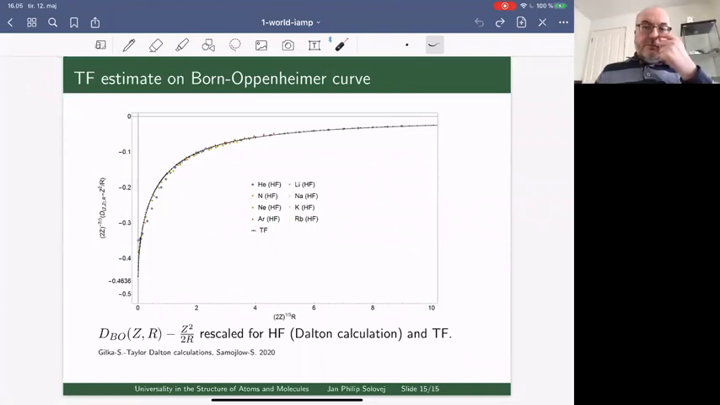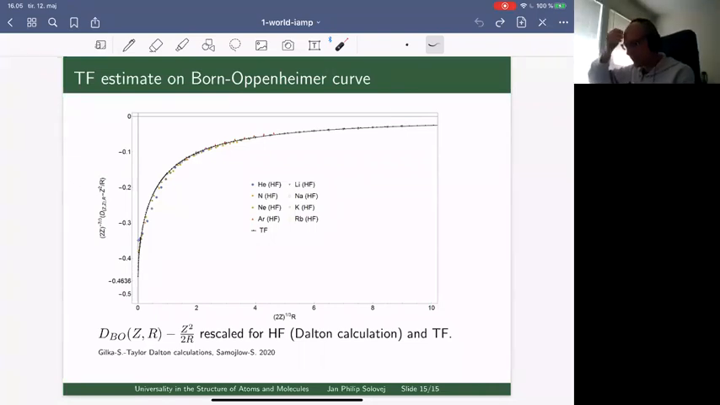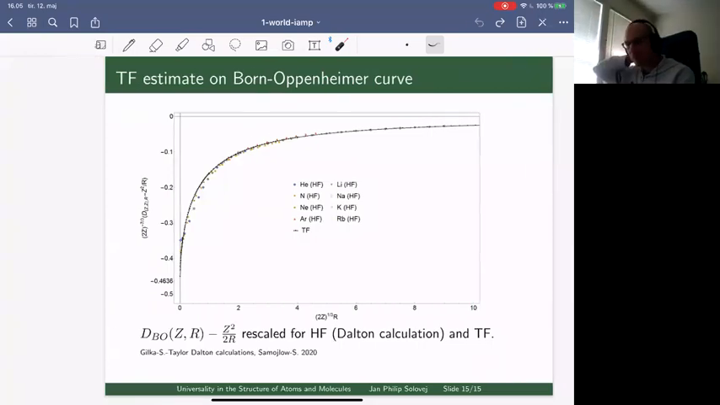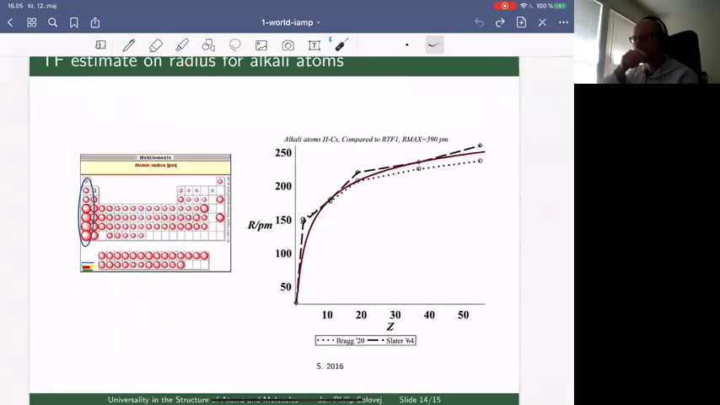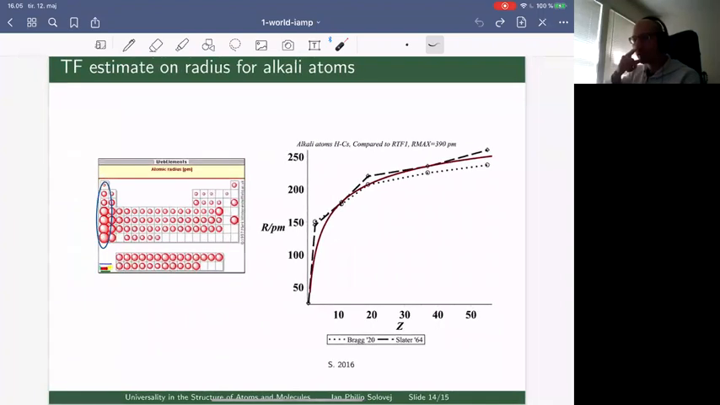So you showed in the previous slide how Thomas-Fermi works very well for alkali atoms, but as you see in the periodic table, alkali atoms seem to be rather peculiar. Do you expect to see anything good about Thomas-Fermi and radii for other atoms that are not in the first column of the periodic table?